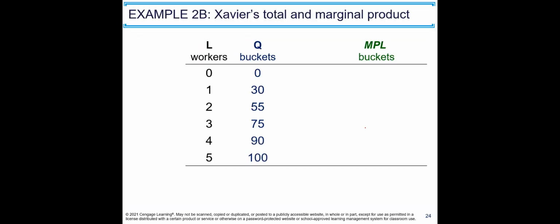Let's see this example. 0 workers, 0 buckets. When Xavier hires 1 worker, he produces an additional 30 buckets of popcorn. 2 workers together produce 55, but I want to know what is the marginal product of the second worker, which is the change in the output. So the output increases by 25. Therefore, the second worker's marginal product is 25 buckets.